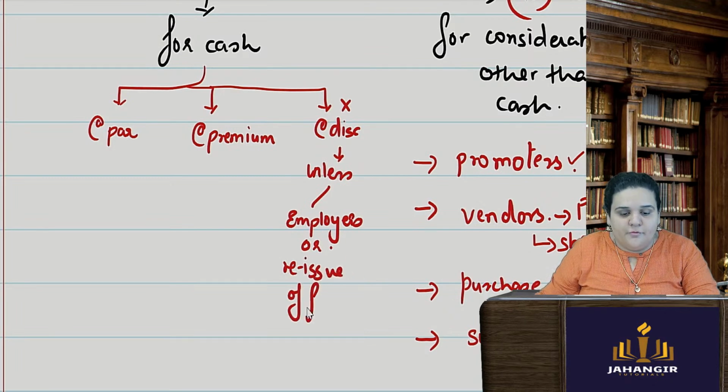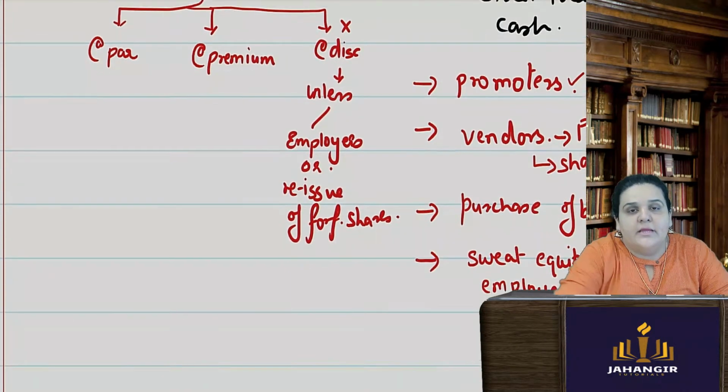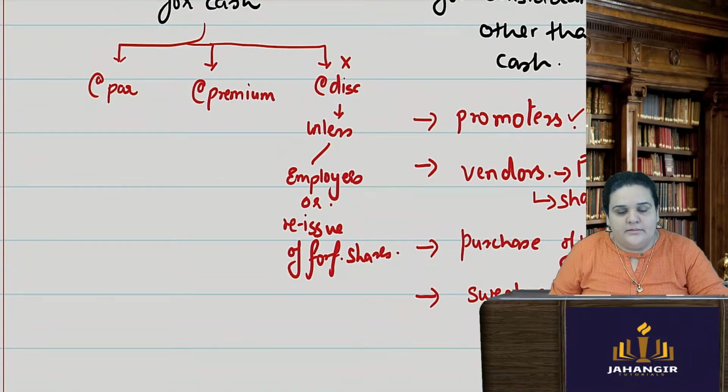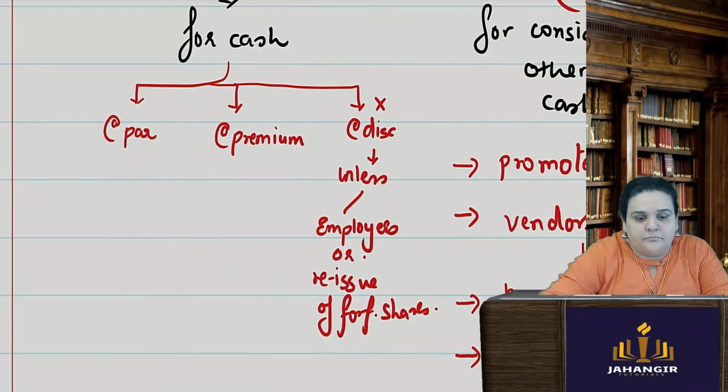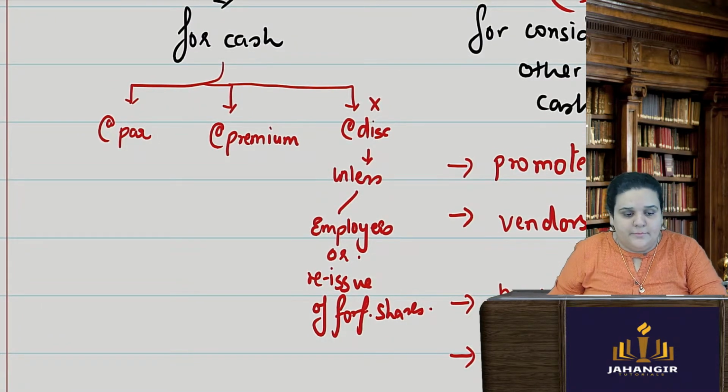Reissue of forfeited shares. Now all these terms, what is forfeiture, what is reissue, everything I'm going to make you understand. There is nothing to worry. So shares may be issued at par and at premium. What is at par and what is at premium? Shares always have a face value. So say my face value is rupees 10.